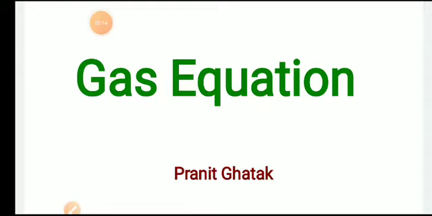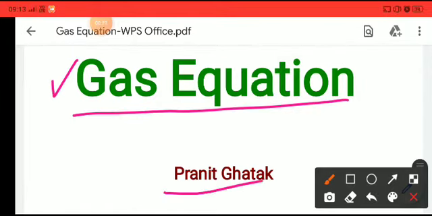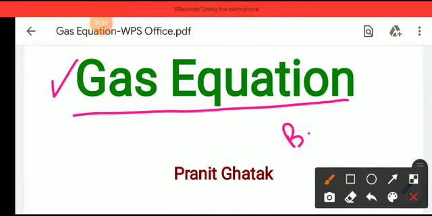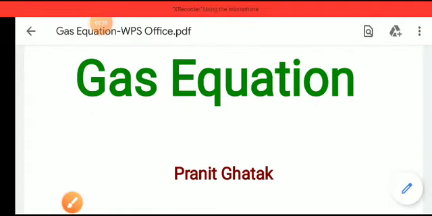So, let's begin. Today's topic is the gas equation. In the last few classes, we have already seen Boyle's law, Charles' law, as well as the absolute temperature scale, or absolute zero. So we have already seen all of this. In today's class we're going to discuss the gas equation. So let's begin.